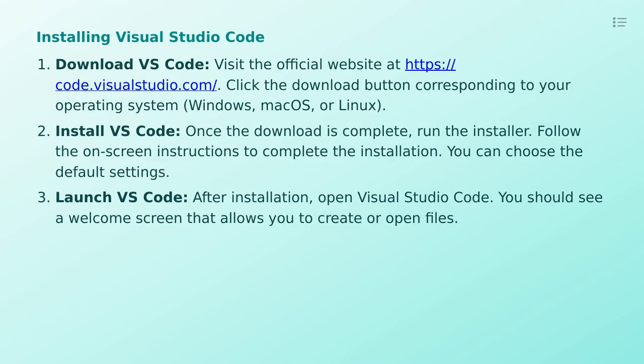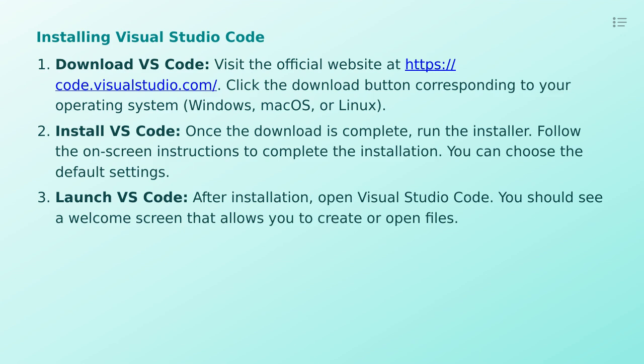Now, installing Visual Studio Code. First, download VS Code. Visit the official website at https://code.visualstudio.com. Click the download button corresponding to your operating system, Windows, macOS, or Linux. Next, install VS Code. Once the download is complete, run the installer. Follow the on-screen instructions to complete the installation. You can choose the default settings.